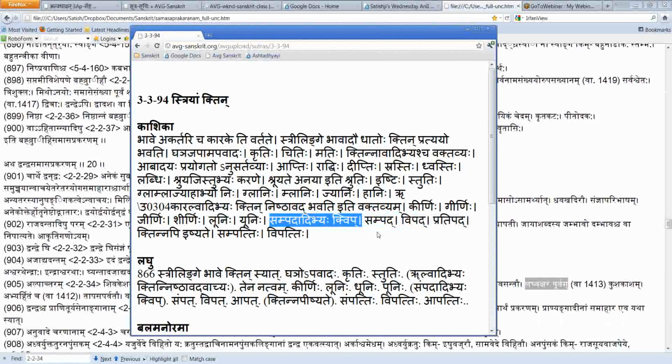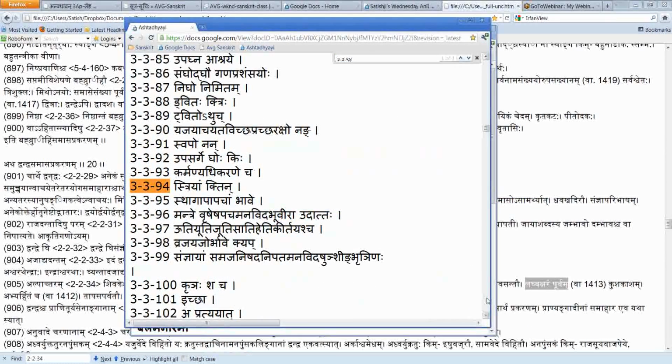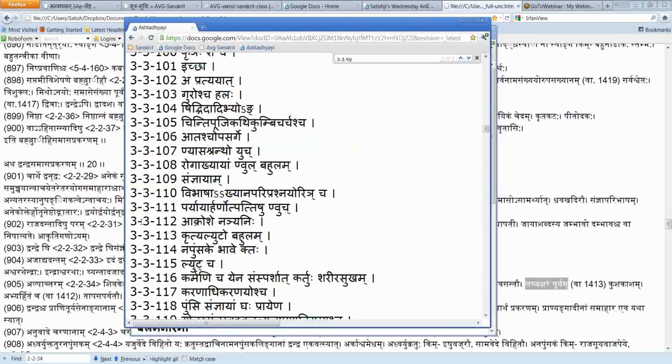But if you know the sutram Striyam ktin, which you should know, that's a default pratyaya for forming a feminine noun. Then if that sutram has not been followed, you can come to this Striyam adhikara, which is a short adhikara. It only goes from 3.3.94 to 3.3.112, so there are only about 19 rules over there. You can easily come here and see what's going on. So formation of feminine nouns should be very straightforward. Of course, there might be some Unadi pratyaya coming, that's different.